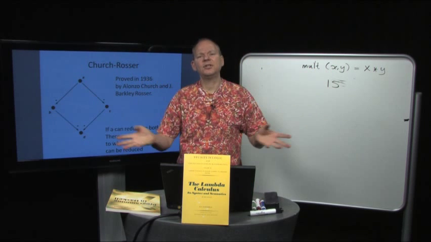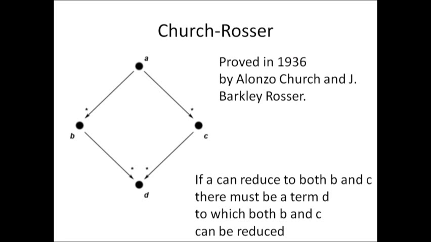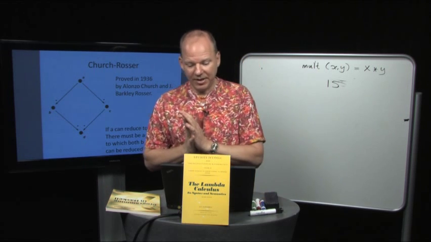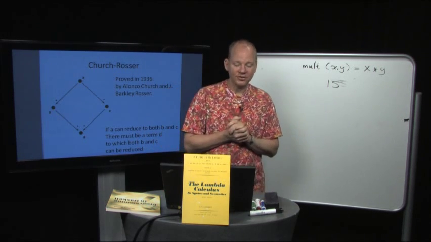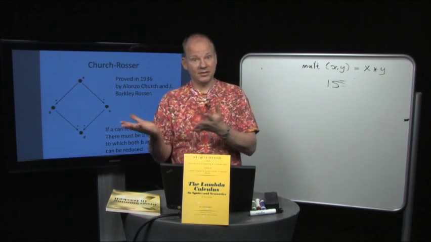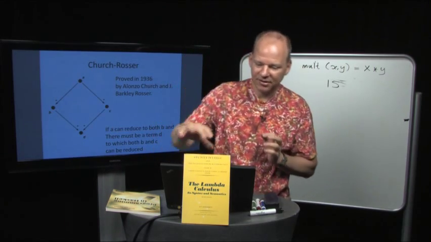Now this notion of independence of evaluation order has a very nice theory behind it. And one of the main theorems is the so-called Church-Rosser theorem. This theorem was proved in 1936 by Alonzo Church and Barclay Rosser. Church, the guy that invented the lambda calculus.